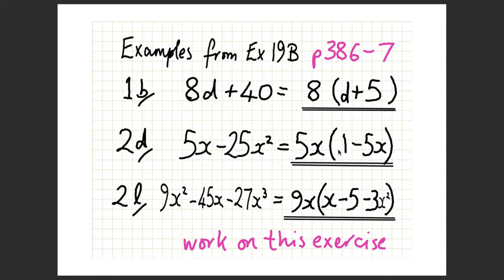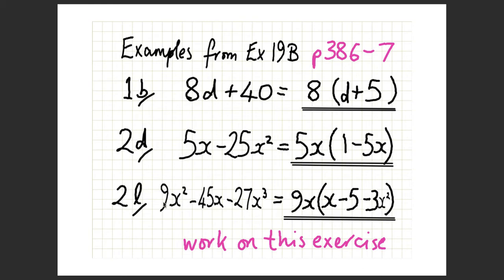5x, I just need to multiply by 1 in order to get a 5x, but then I'm asking myself the question, 5x times what will give me minus 25x squared? Well, I'll need a minus there to get the minus. I'll need to multiply the 5 by 5 to get the 25, and I'll need to multiply the x by another x to get the x squared. So I need minus 5x inside the brackets, so that 5x times minus 5x gives me minus 25x squared.